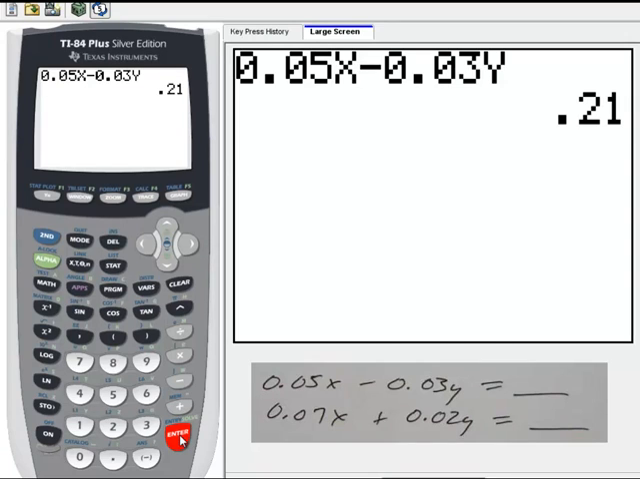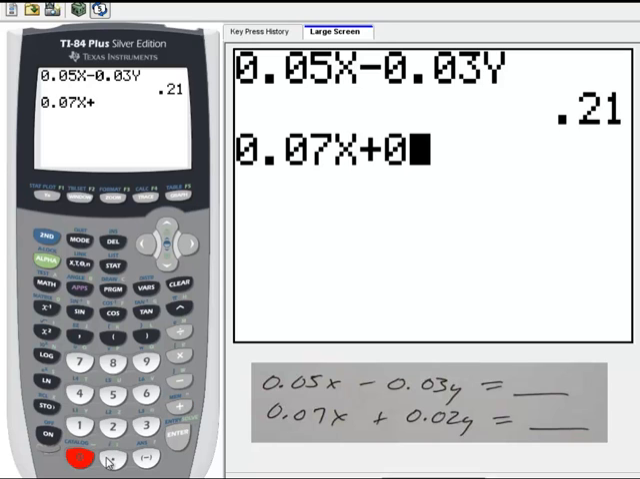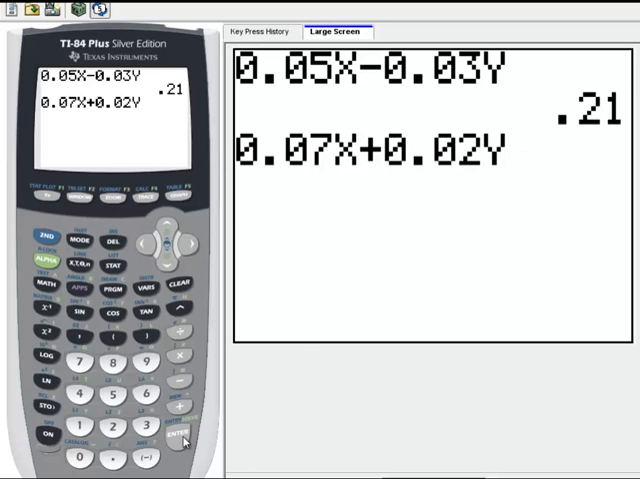0.21. Good. Just as in the original first equation. Okay, second equation. Its left-hand side, 0.07x plus 0.02y. Enter. 0.16, as in the second equation.